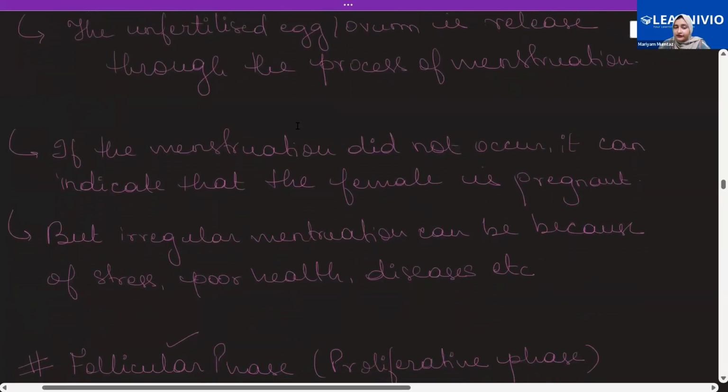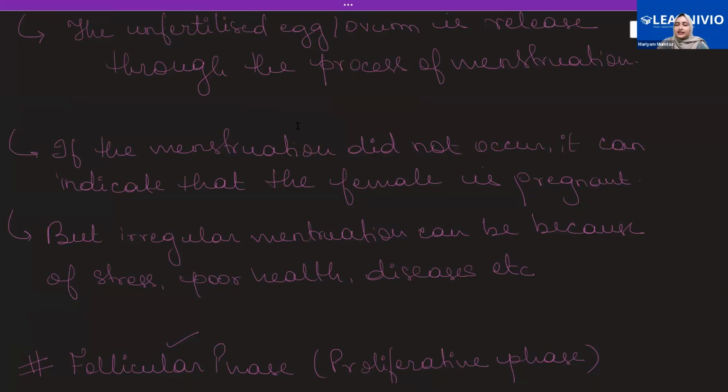Now, if the menstruation is not happening, that might indicate that the female is pregnant, right? But it's not the case every time, because irregular menstruation can happen due to a variety of reasons, such as some sort of disease like PCOD, PCOS. Other than that, stress, poor health, heavy weight, obesity, a lot of diseases can also cause irregular menstruation. It's not always necessary that the female is pregnant.